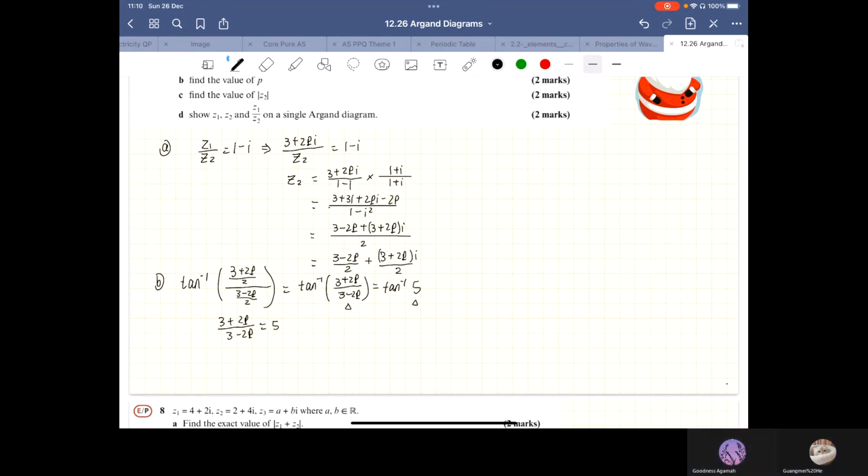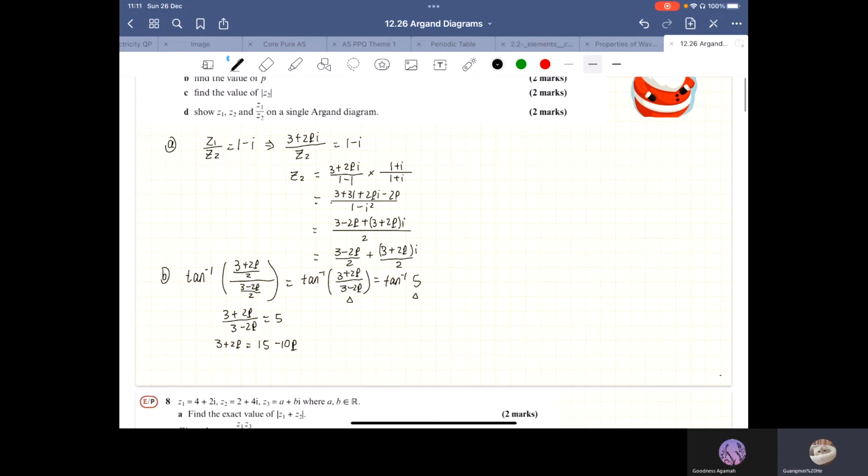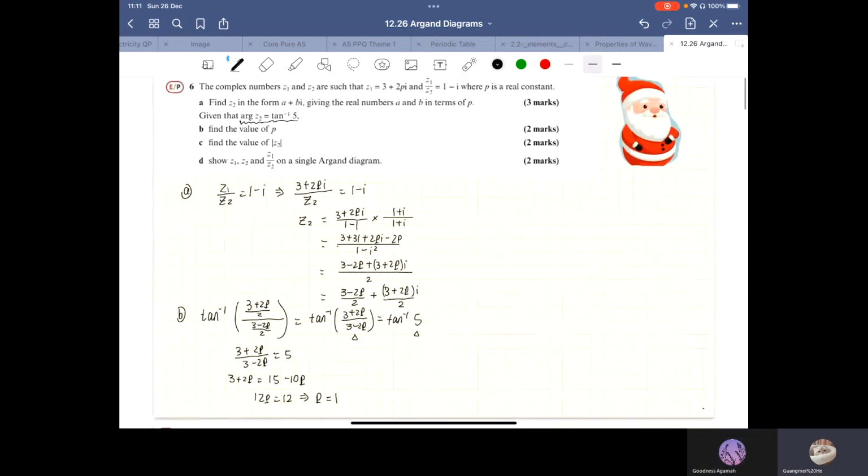That's it. And then we multiply both sides by 3 minus 2p, and we can simplify. So 3 plus 2p is equal to 15 minus 10p. Subtract 3 from both sides, add 10p to both sides, so you will get 12p equals 12. And finally, p equals 1. That's it. That's it for part B. Any questions after now? No. All right, let's move on to part C.